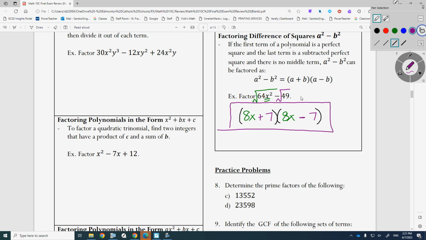I'm going to give you a more complex difference of squares that you might see. Write this one.